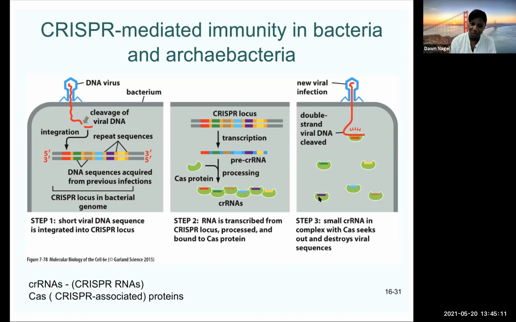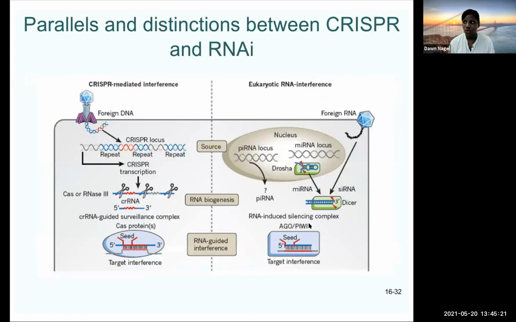Of course, we as scientists want to find a way to use this to our advantage, right? In the course of studying this mechanism, it was noticed that it is very similar to the RNAi mechanism used in eukaryotes. You have a foreign invasion: with CRISPR, it's foreign DNA; RNAi is foreign RNA, right? The difference here is that with CRISPR, the DNA gets integrated into the genome.